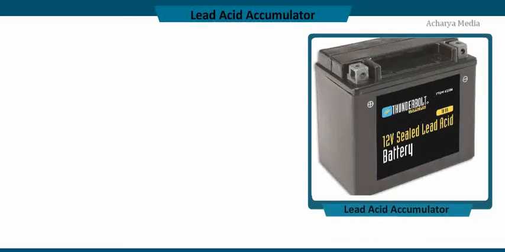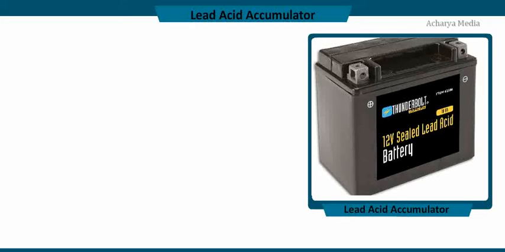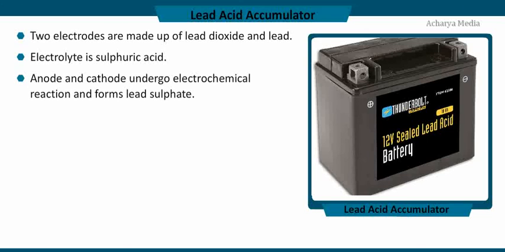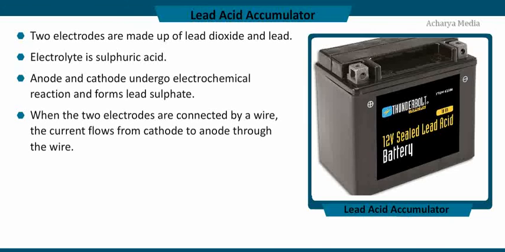Let us now discuss the working of a secondary cell, namely the lead-acid accumulator. It consists of two electrodes, anode and cathode, which are made up of lead dioxide and lead respectively. The electrolyte used in this cell is dilute sulfuric acid. Both anode and cathode undergo electrochemical reaction and form lead sulphate. When the two electrodes are connected by a wire, the current flows from cathode to anode through the wire.